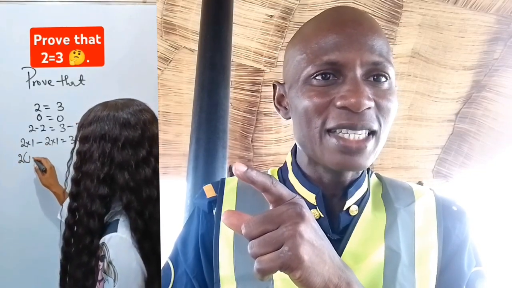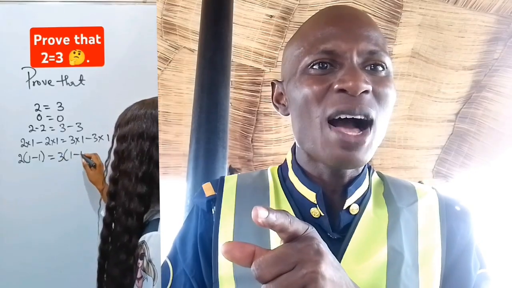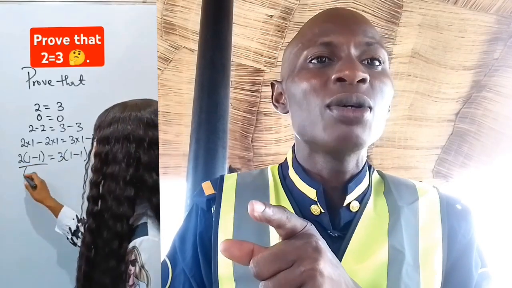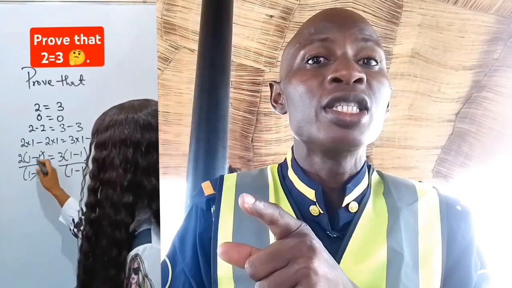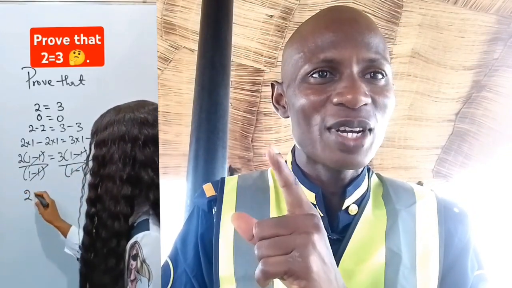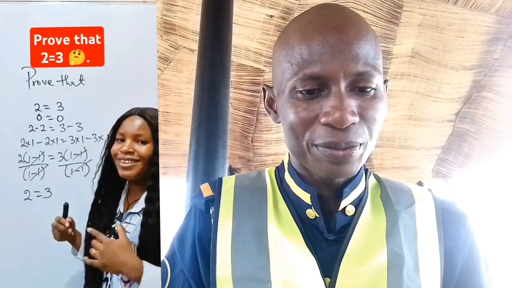When we do that, we have 1 minus 1 remaining. If we factorize 3 from here, we also have 1 minus 1 remaining. Now, let's divide both sides by 1 minus 1. We cannot divide by 0, because there is no value for 0 in the denominator. This we cancel, and this we cancel, and we have that 2 is equal to 3. Let me know where the mistake is in the comment section.